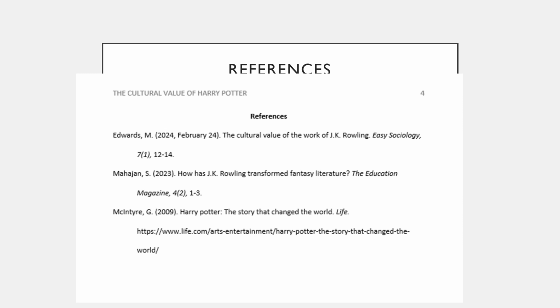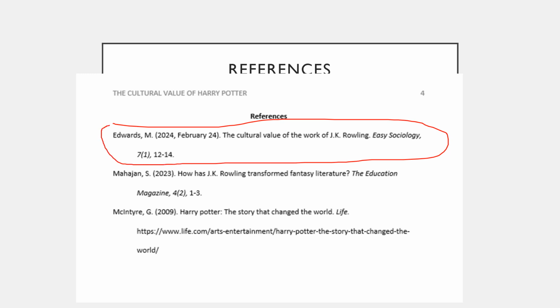All right, so this first one here, Edwards. If you look, these are all double spaced. They're a hanging indent, which means this one is left aligned, but this one comes in on the second line. They're in alphabetical order, E, M, A, M, C, not by order of use in the paper.